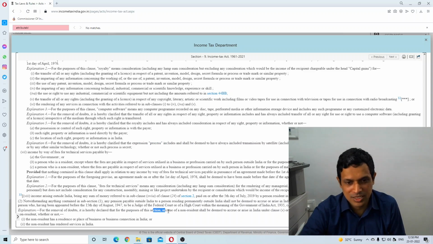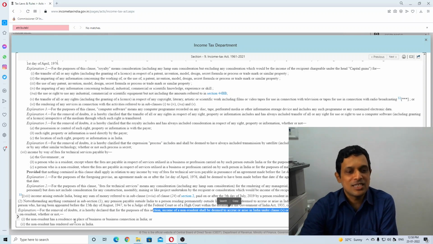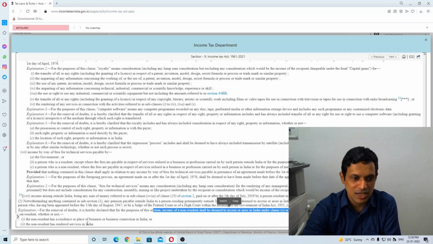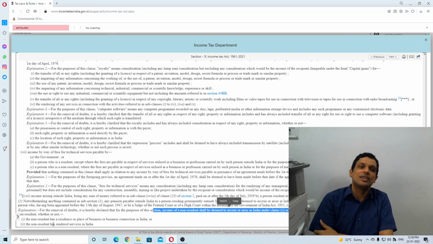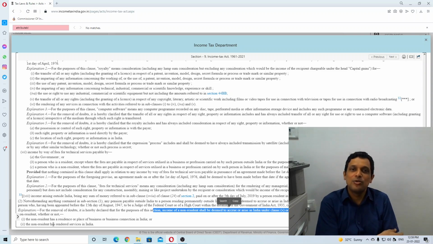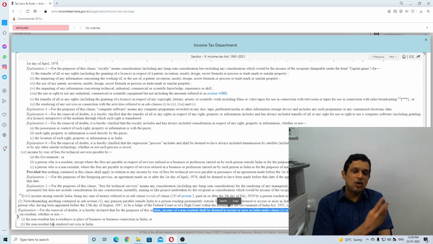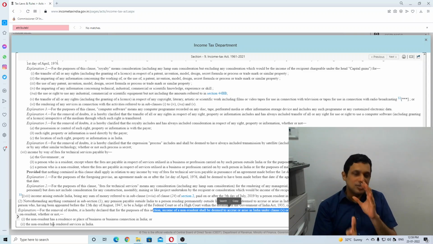purposes of this section, income of a non-resident shall be deemed to accrue or arise under 5, 6, 7, subsection 1, and can be included in the total income whether or not the non-resident has a residence or place of business or business connection in India, or the non-resident has rendered services in India. So we come back to our original point: as long as the department is able to classify the income paid to the non-resident as a royalty or fees for technical services, wherever it is rendered or utilized, it doesn't matter. As long as that income is classified under that head, then there is a right of taxation under the Indian income tax. And there is always this tension, and this is the concept I want you to understand.